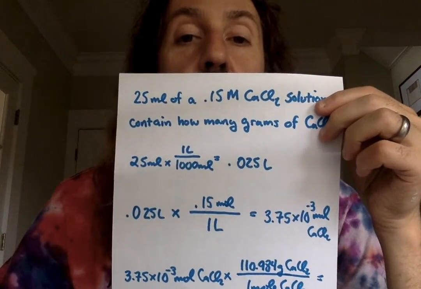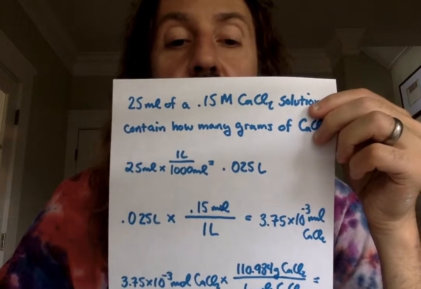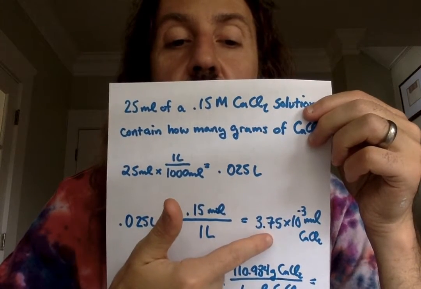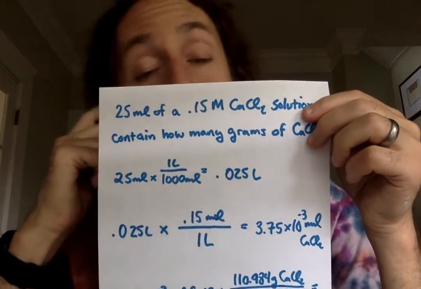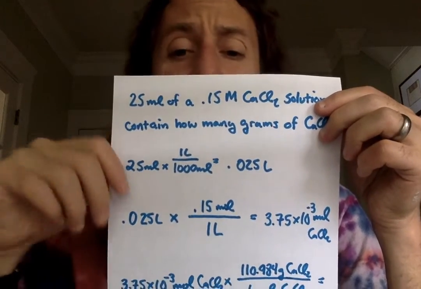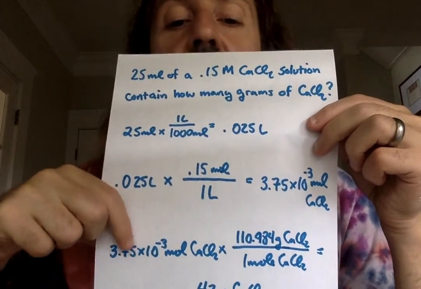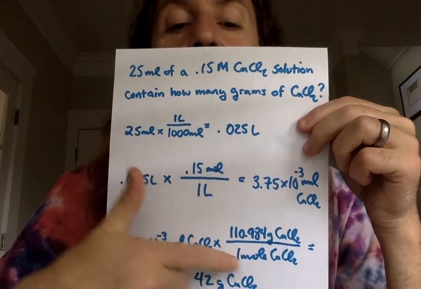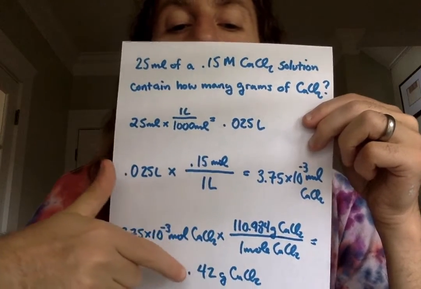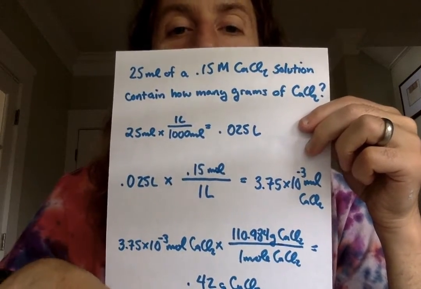So in this case, I'm going to moles, and then I'm taking the moles to grams, and then here I get 3.75 times 10 to the negative 3 moles of calcium chloride, which is not a lot, but then I multiply it by grams over 1 mole. My moles cross off, and it's like 0.42 grams. So it's not a lot of the solution, so we wouldn't expect it to have a lot of mass there. So those are 2 really easy ways that we can use molarity.